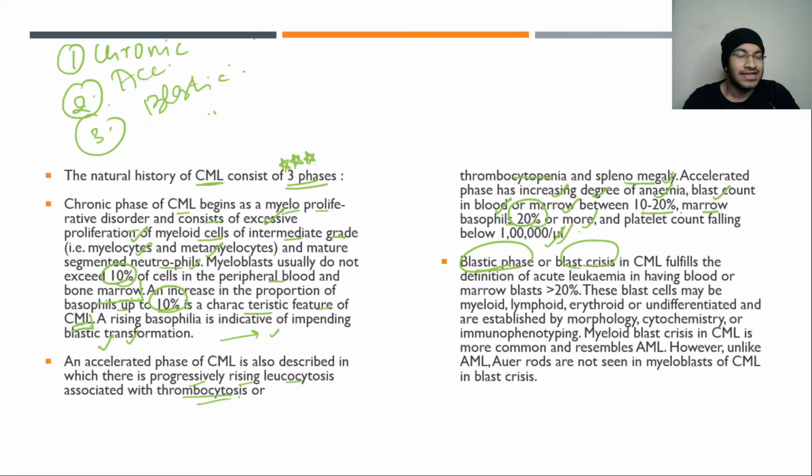Then blastic phase or blast crisis in CML fulfills the definition of the acute leukemia in having blood or the marrow blast more than 20%. These blast cell may be myeloid, lymphoid, erythroid, or undifferentiated, and are established by morphology, cytochemistry, immunophenotyping. Myeloid blast crisis in the CML is more common and resembles AML. However, unlike AML, all rods are not seen in the myeloblast of the CML in the blast crisis. So guys, first is chronic phase, पढ़ लिया, accelerated and blastic phase. So these are the three phases of the CML.